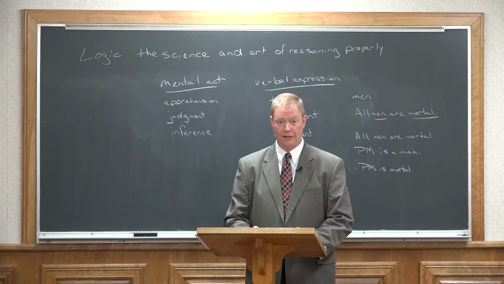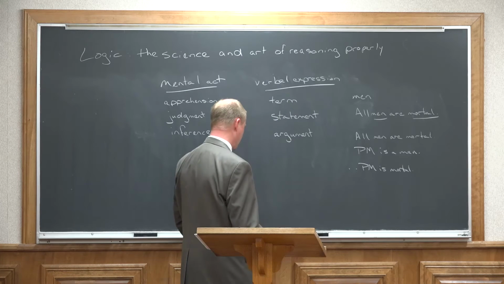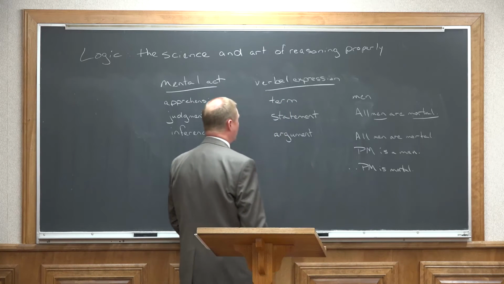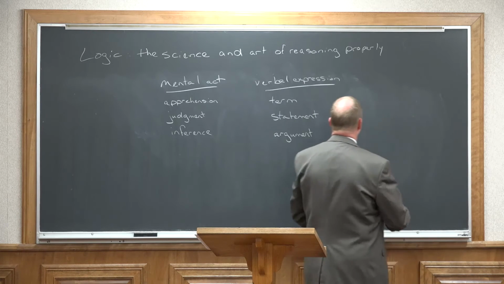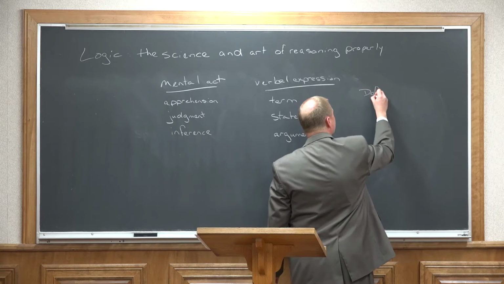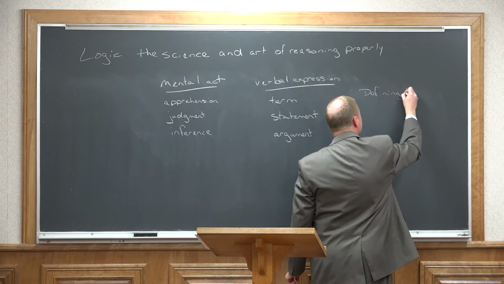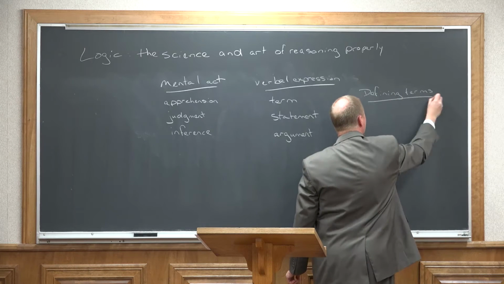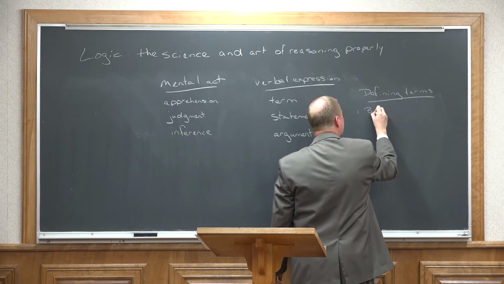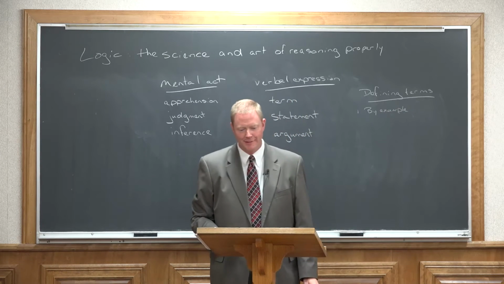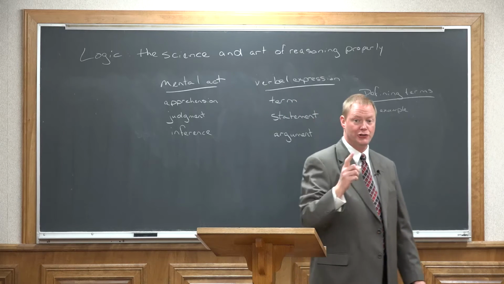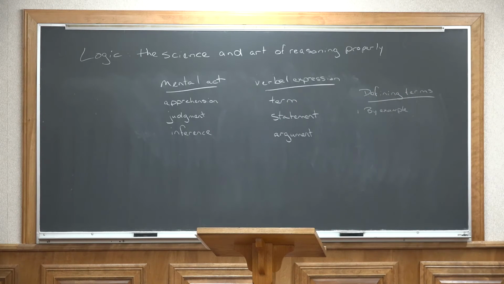There are a variety of ways of defining terms, which we study in rhetoric. Let me clear this. We'll give you five ways of defining terms. The first is by example. If I say chair, here is a chair, that's an example. And that's defining by example.